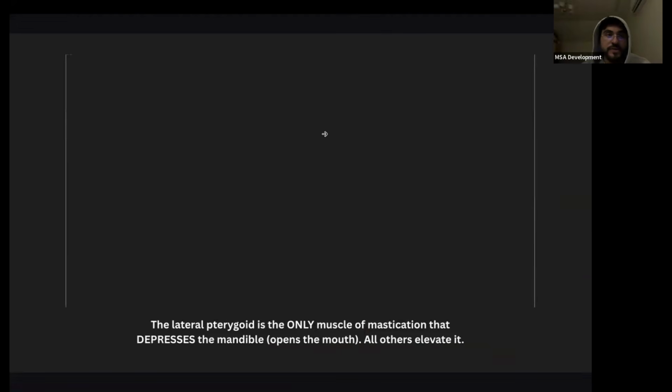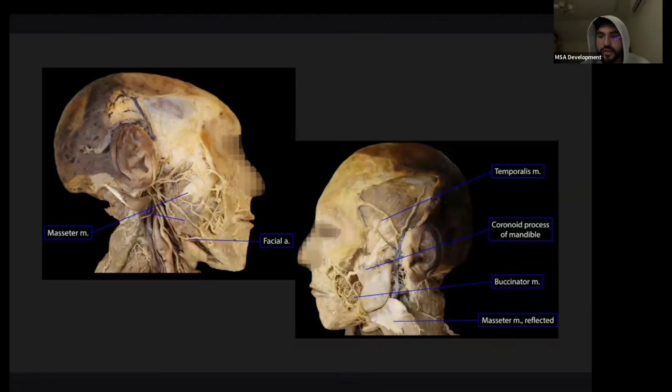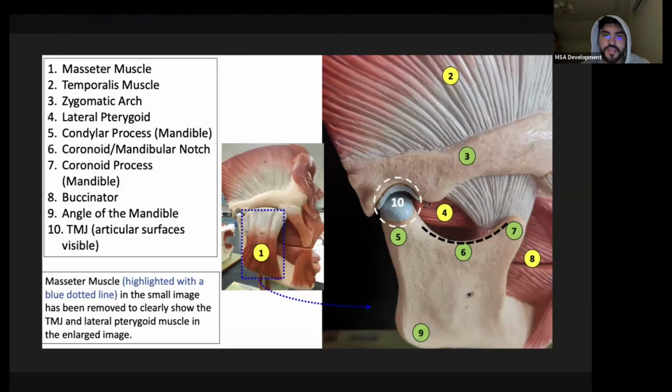I don't know why the figures are showing up, but it's supposed to be a plastic model. I don't know. Yeah, okay, we can have one here.